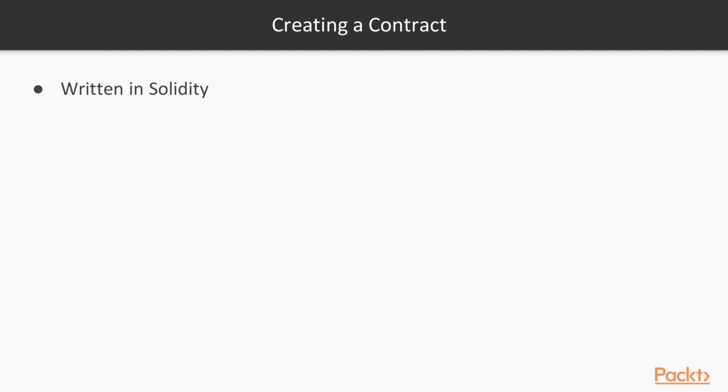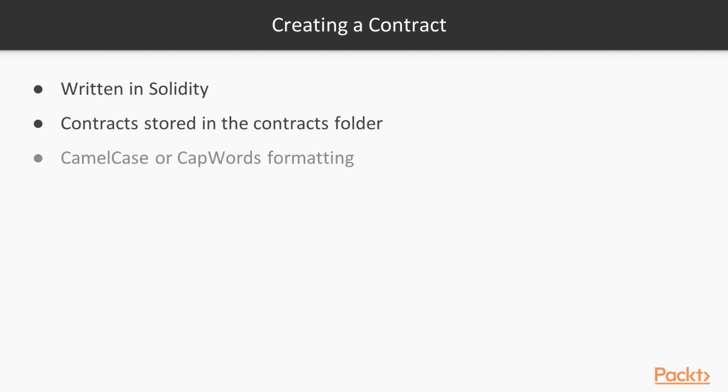Our contracts are written in a language called Solidity. In our online marketplace application, we're going to store our smart contracts in the contracts folder. Common convention recommends that you use camel case or capwords formatting, and your contract files will end with the .sol suffix. For example, if I'm going to write a contract called My First Contract, I'll name it MyFirstContract.sol and capitalize the first letter of each word in the name, the M, the F, and the C.